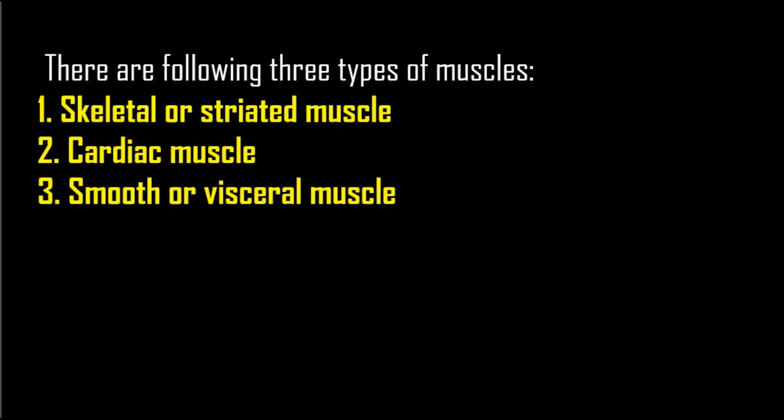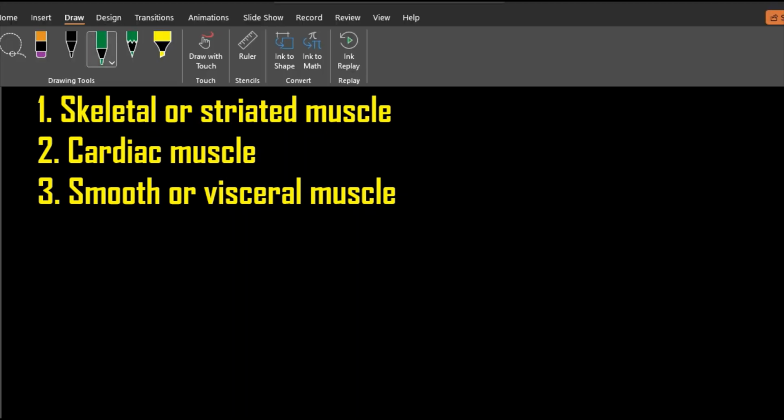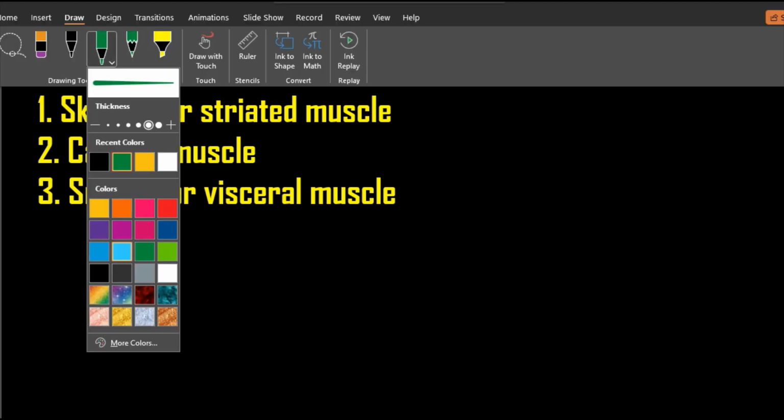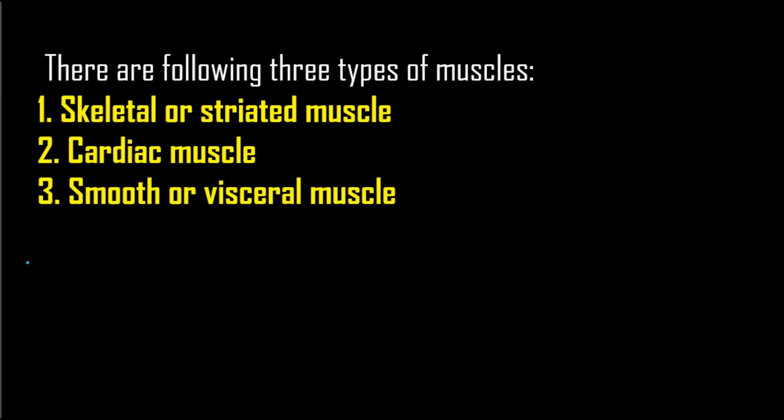All right. There are three types of muscles. There is skeletal muscle. Skeletal muscle is also known as striated muscle because it has a lot of striations due to its arrangement of the light and dark bands that we're going to see when we start looking at the contractile unit of the muscle, which is the sarcomere.